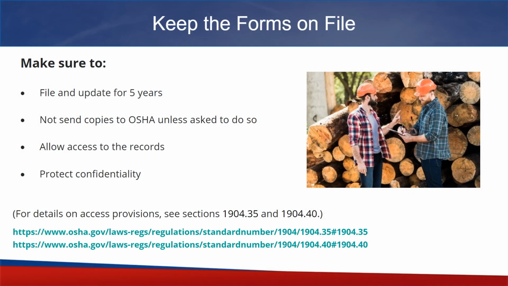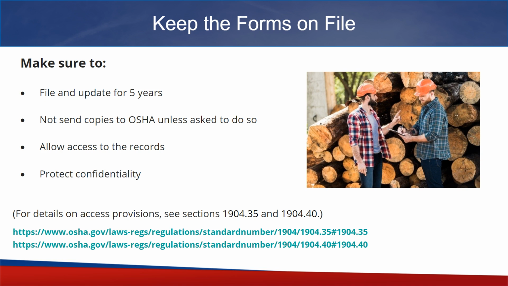You must keep these forms on file for 5 years following the year to which they pertain. You must also update the Form 300 with any changes that may occur to the recorded cases during that period. Do not send completed copies of the forms to OSHA. You must make the forms available to employees, former employees, their representatives, and to OSHA officials upon request.